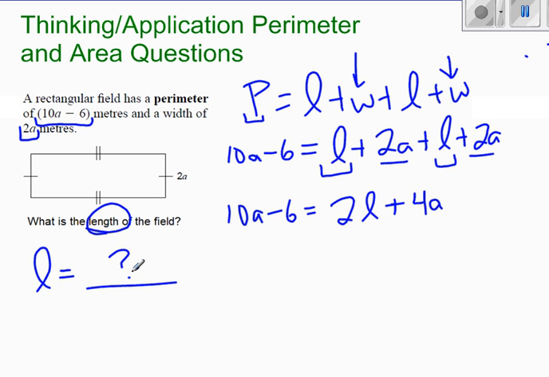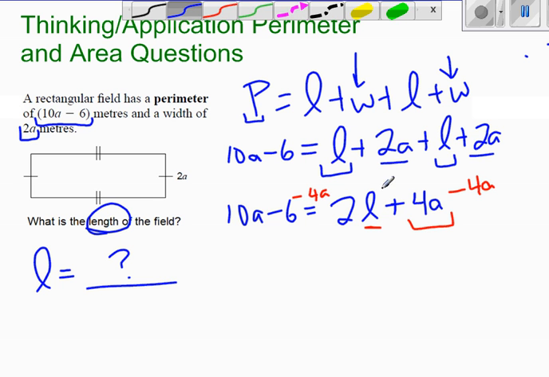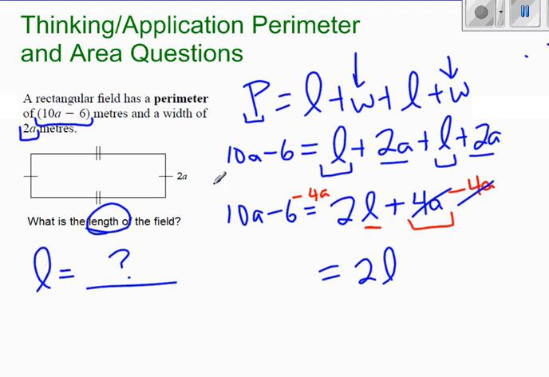So my goal, once I've dealt with the fact that I have polynomials, fundamentally, is to isolate this variable l, because I want to be able to say length equals. To isolate l, we're just going to do equation solving. First of all, I need to get rid of the term 4a. To get rid of positive 4a, you do minus 4a on both sides of the equation. On the right side, 4a and minus 4a cancel each other out. I'm left with 2l. On the left side, I have 10a minus 4a, so that's 6a. And the minus 6 is still minus 6.